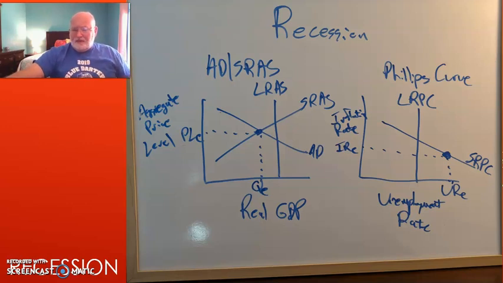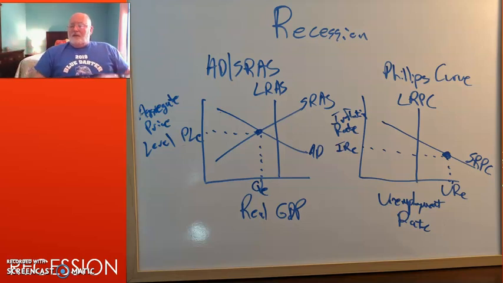You should already know what a recession is. Looking there on the left on ADSRAS, that means there's not enough gas in the tank. Unemployment is high and inflation is low. Okay, and on the right, what I hopefully understand, if you look at that, you see that unemployment is high and inflation is low.